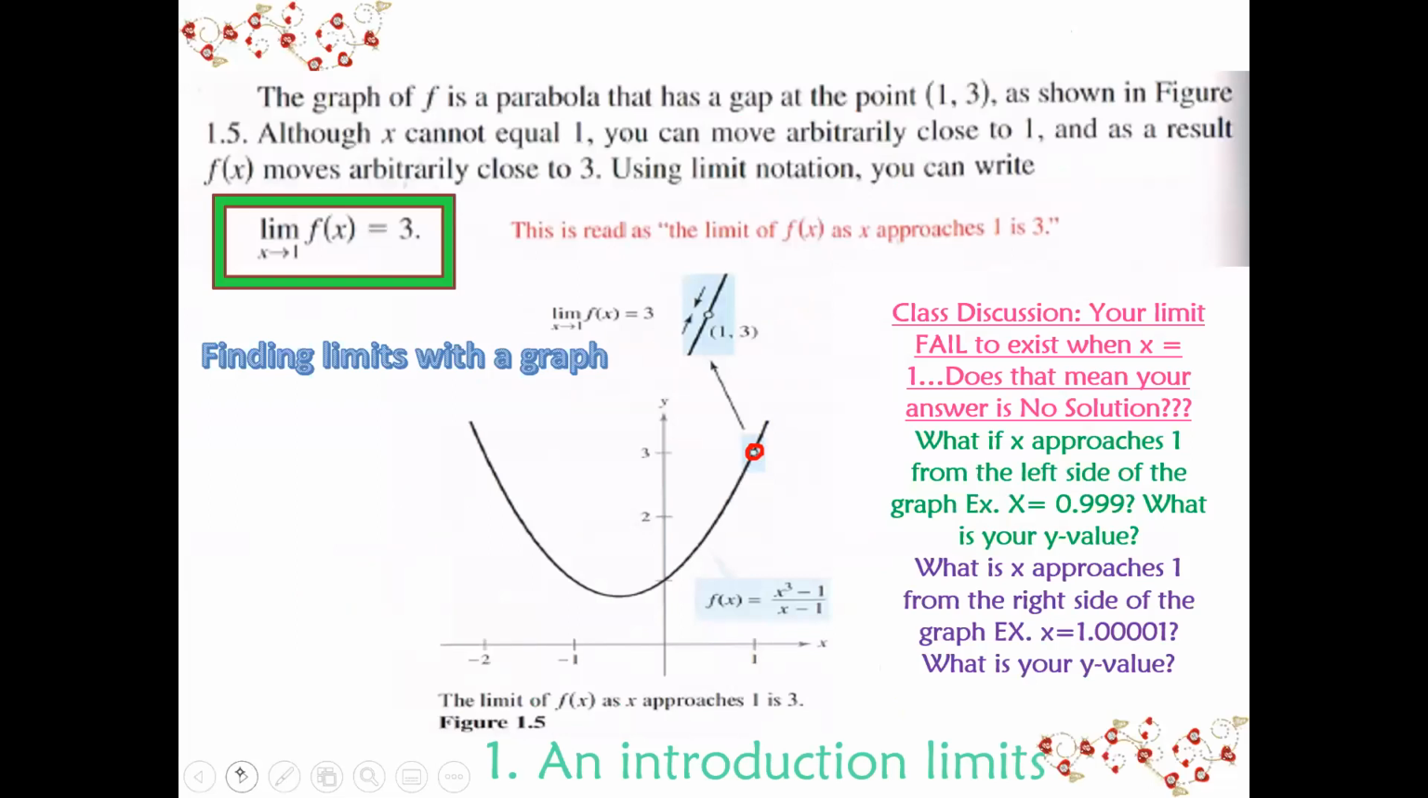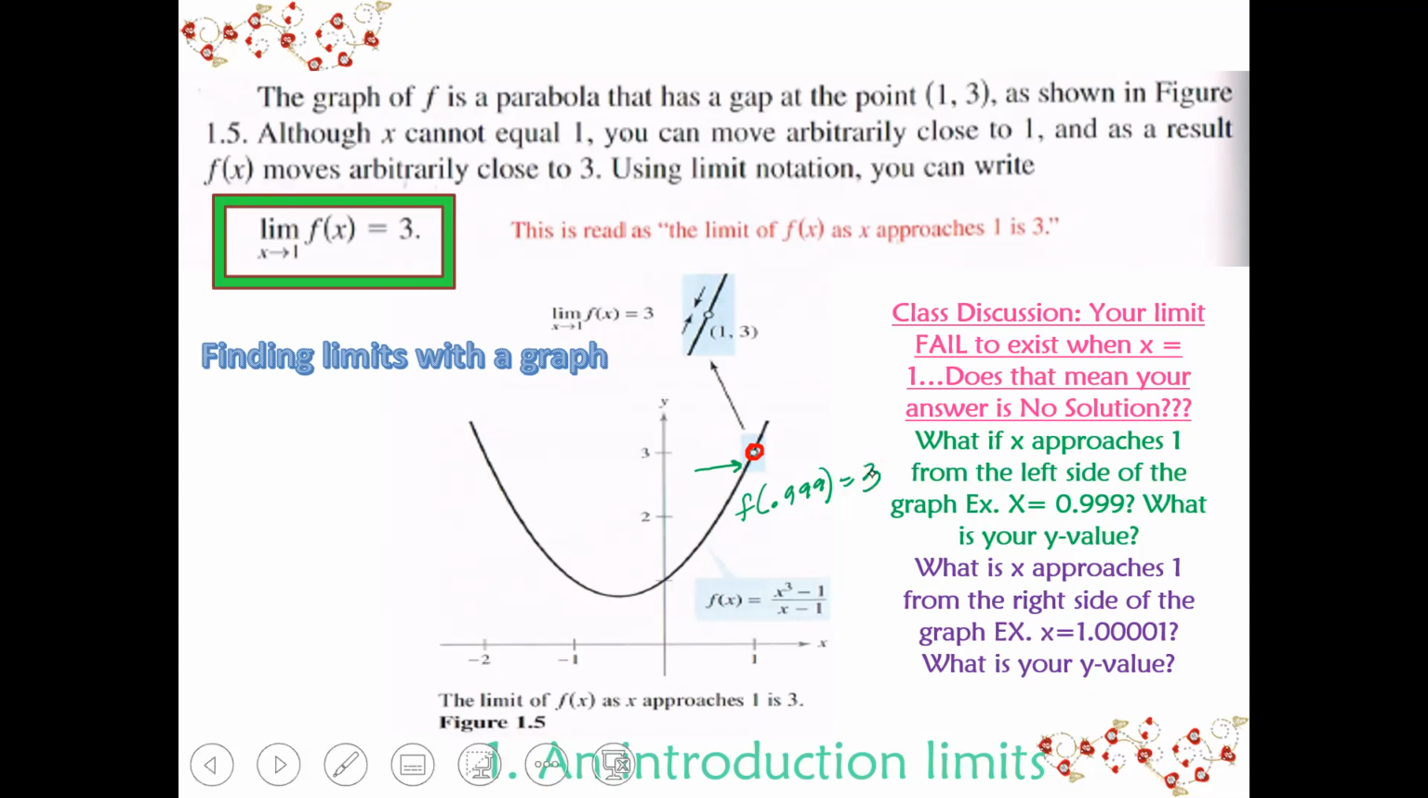If I were to graph that limit, this is what my graph will look like. Yes, at 1, it is empty, okay? But as you approach it from the left side, which I said was 0.999, you can see that for f of 0.999, the y value is approaching 3, I would say.